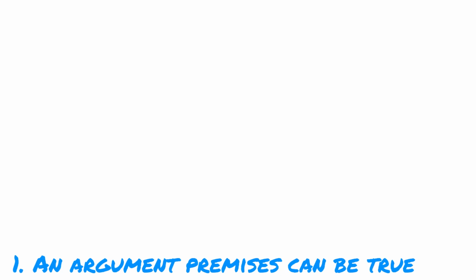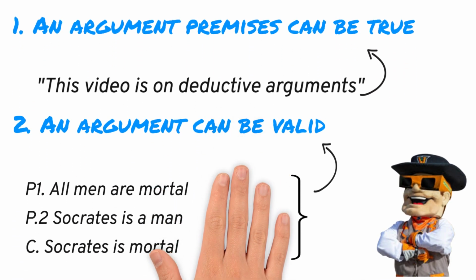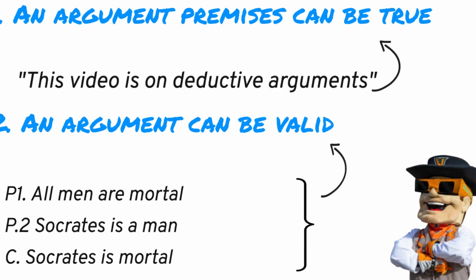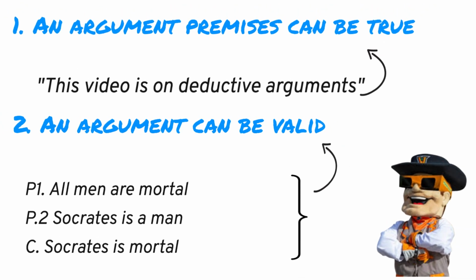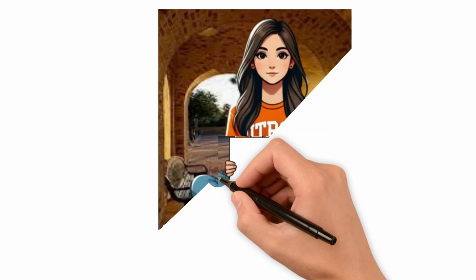So, to sum up, truth belongs to statements. Validity belongs to reasoning through arguments, and together they determine whether an argument is sound. Understanding this distinction helps us reason more clearly about cats, about Anna, and about everything else.